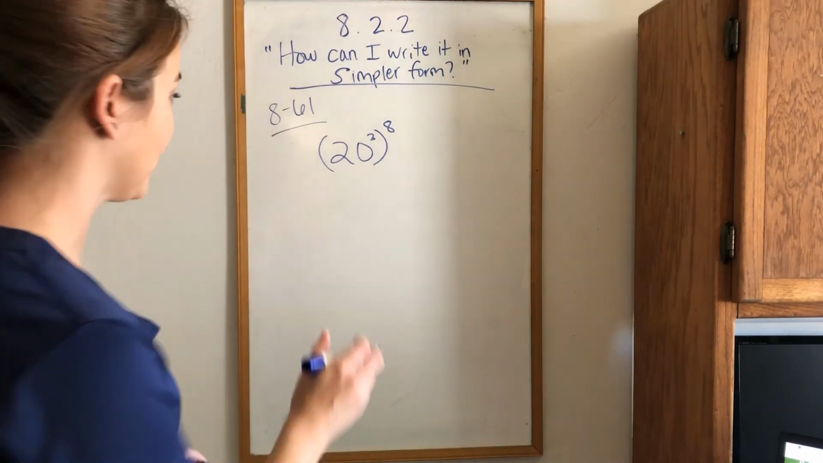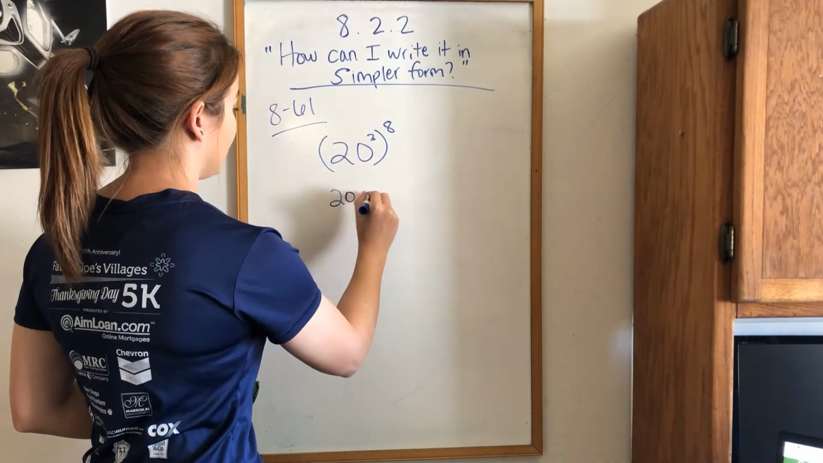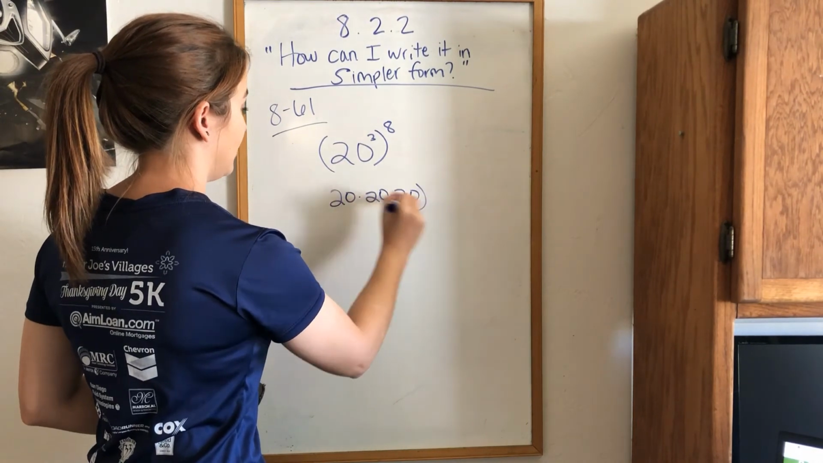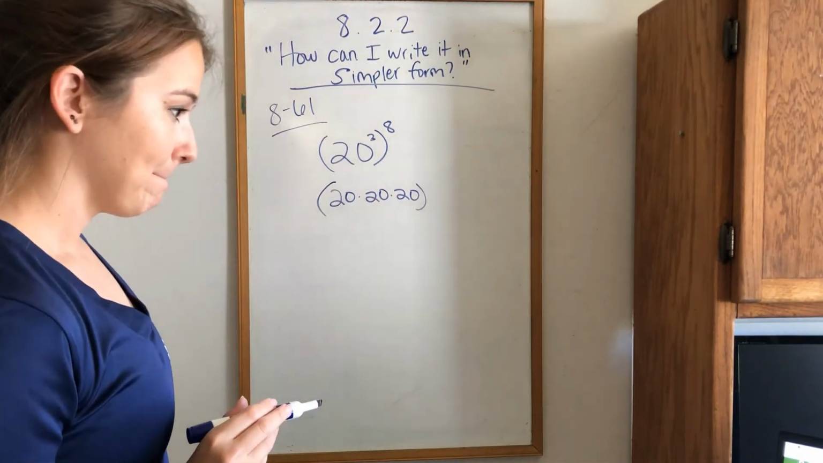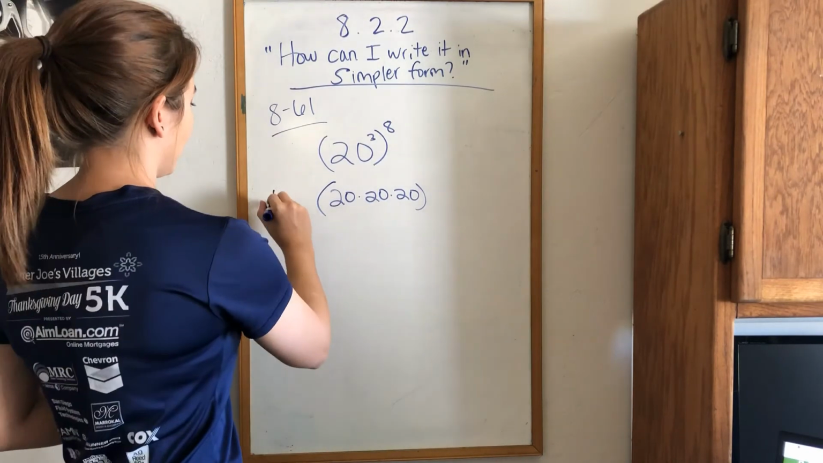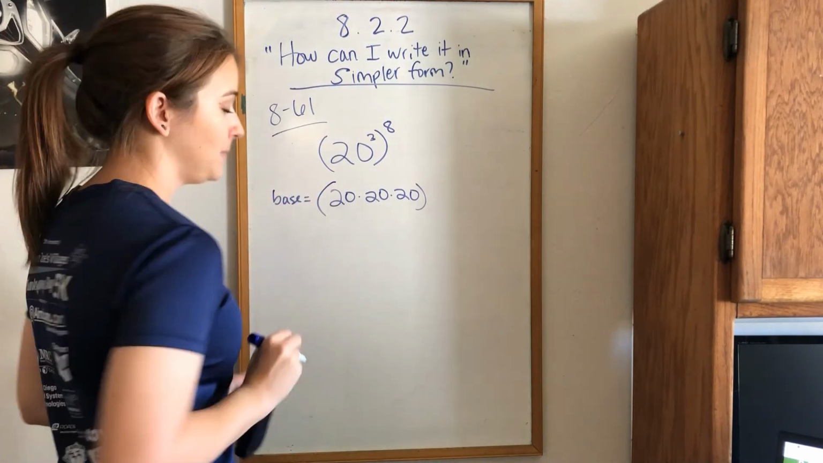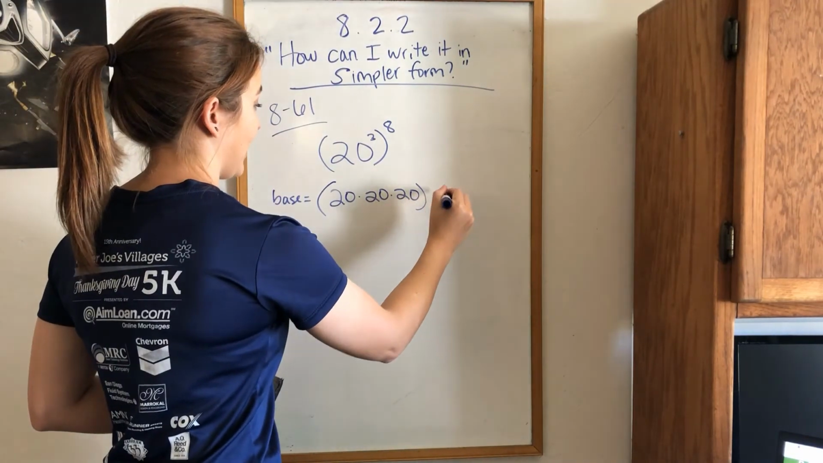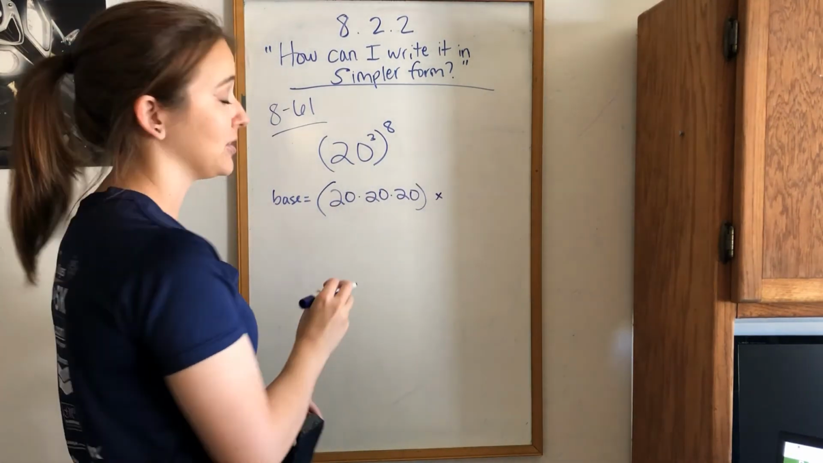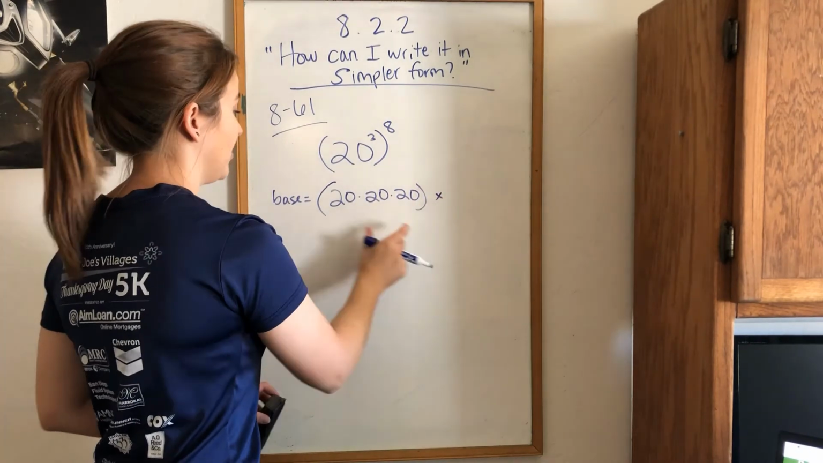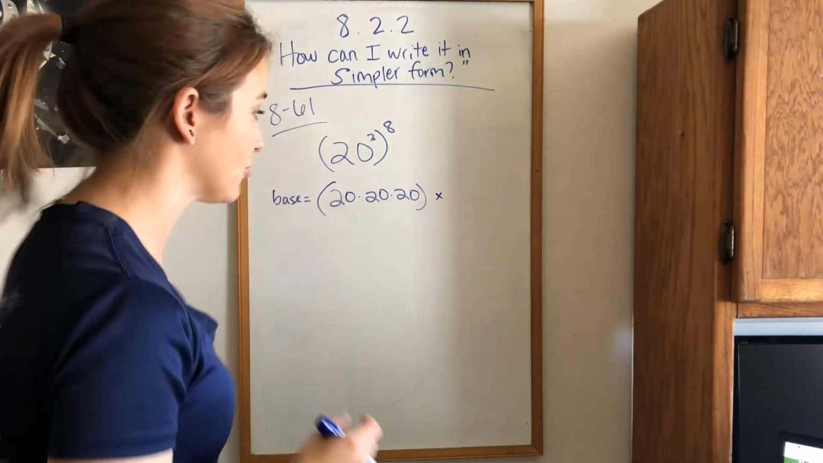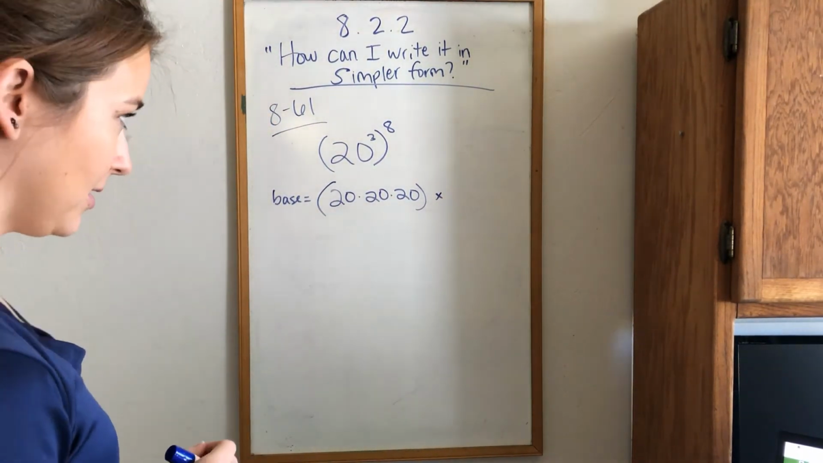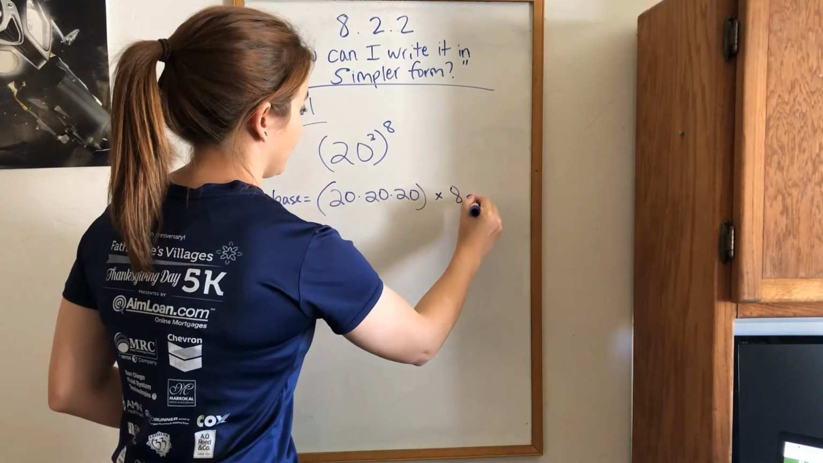So it says what's being multiplied? 20 times 20 times 20 is being multiplied, which is also the base. So they're going to call that your base. How many times is it multiplied? It's multiplied 8 times. So I'm not going to write it all out, but just visualize another group here, here, until we get to 8 groups total. I'm going to say 8 groups of that.